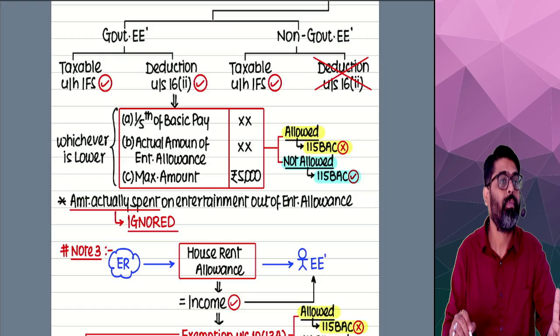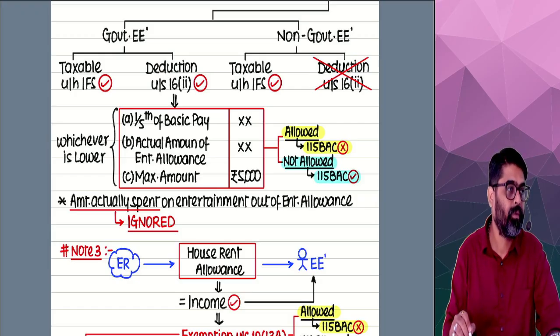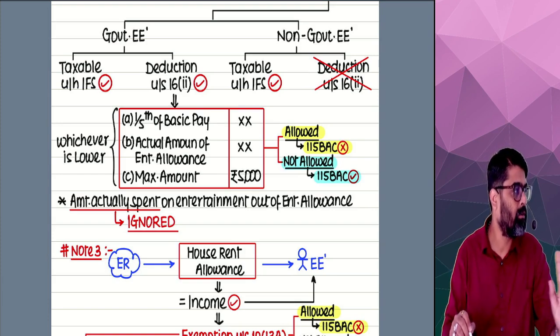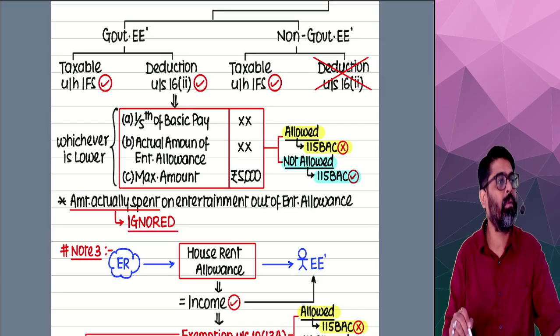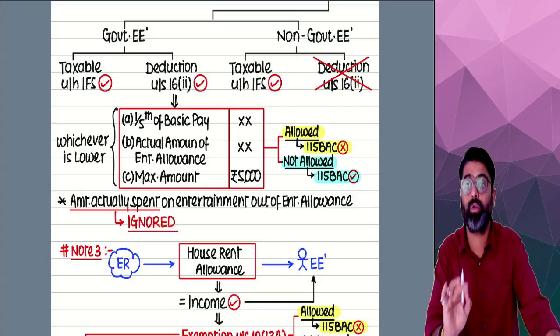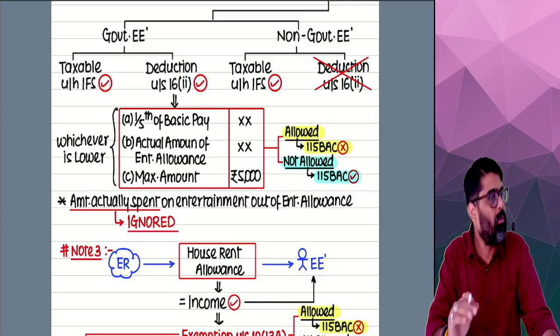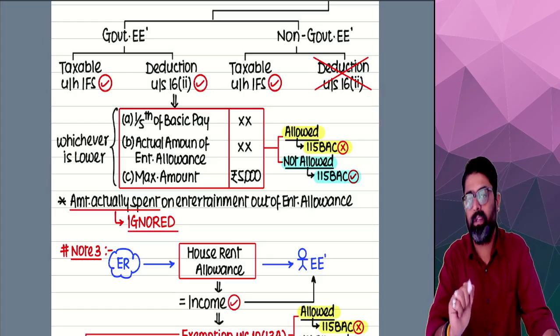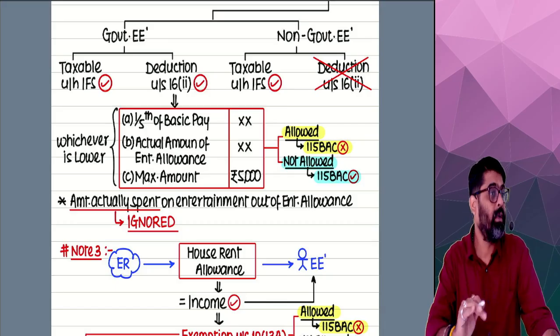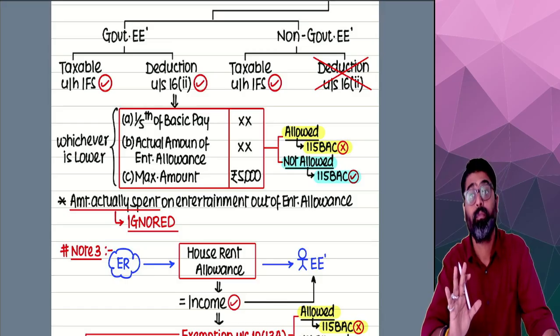Who is going to get the deduction? Are you a government employee receiving entertainment allowance? Yes or no? Two effects. First, that entertainment allowance will be taxable. And second, for that taxed entertainment allowance, you are going to get the deduction under section 16 clause 2. How much deduction will you get? A, B, C, whichever is lower. A, one-fifth of your basic salary. B, actual entertainment allowance received and charged. Yes or no? And C, maximum 5,000.